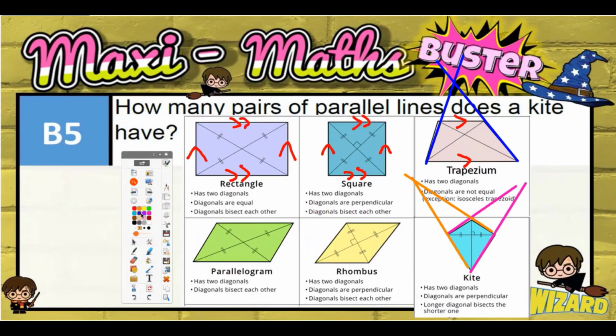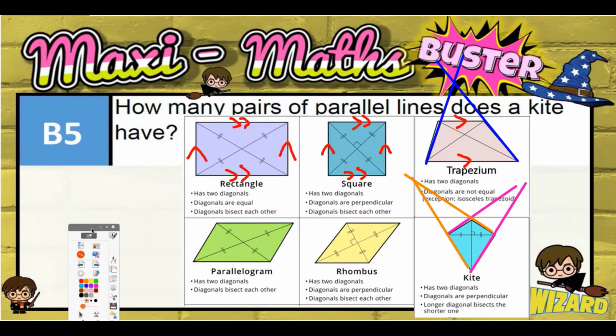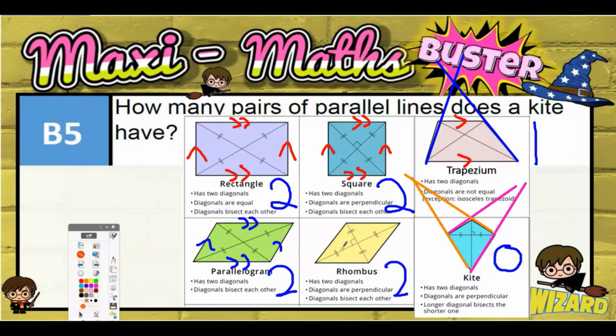So the final answer to this question, how many pairs of parallel lines does a kite have? Final answer is 0. Just for the sake of completeness, a rectangle has 2 pairs, a square has 2 pairs, a trapezium has 1 pair, a parallelogram has 2 pairs, left and right, top and bottom, and a rhombus has 2 pairs as well, left and right, top and bottom, but a kite has no pairs of parallel lines.